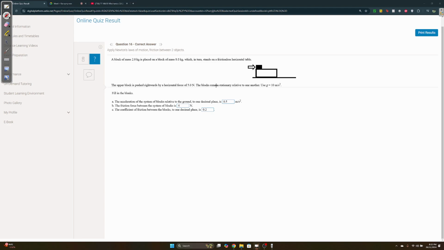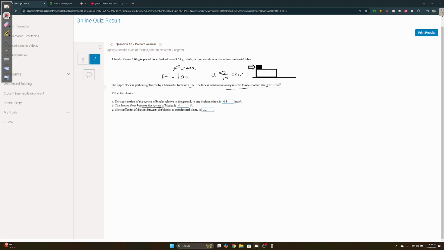When we say that the blocks remain stationary relative to one another, they're still stuck to each other. So you're pushing this, they're still stuck, and this one's going to move. What is the acceleration of the system of the blocks? F is equal to ma. You're talking about the system. The mass is 2 plus 8, 10. The acceleration we don't know. The force we pushed it with is 5. So acceleration is going to be equal to 5 over 10, which is 0.5.